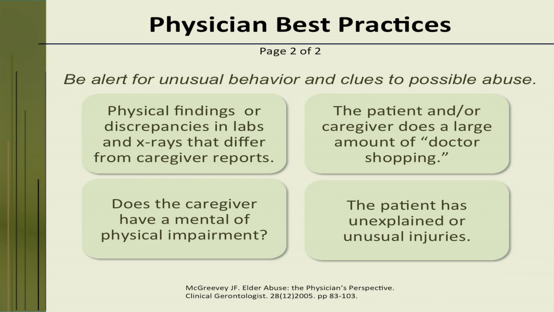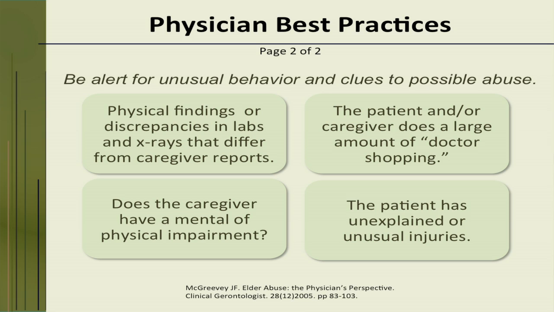And here's some other unusual behaviors. So if you have physical findings or discrepancies in labs and x-rays that differ from caregiver reports, this is usually a sign of abuse of some sort, because what they're trying to do is cover up the fact that they've injured the older adult, and so they've blamed it on something else.